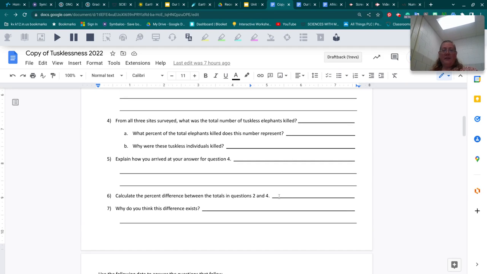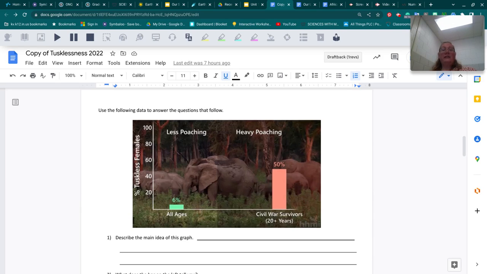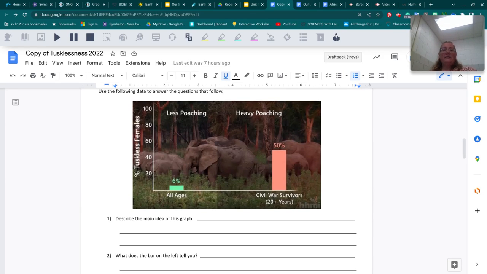Number 6, what is the difference? What does that word difference mean? It means I'm going to take those two numbers and do what with it? Why do you think there's a difference? What is the primary reason people seem to be poaching these elephants? That gets you all the way through the front side. You should have gotten there easily by the end of class.